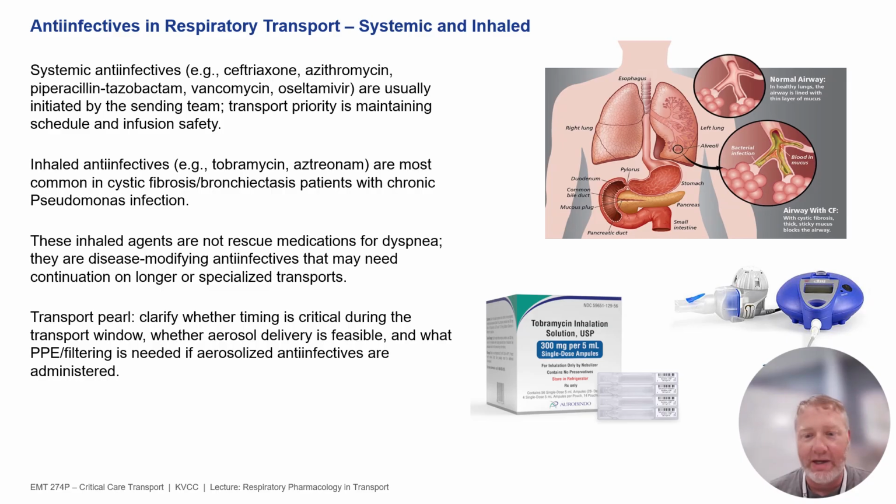Inhaled anti-infectives are a completely different category, and they're primarily used in cystic fibrosis and bronchiectasis patients with chronic Pseudomonas colonization. Inhaled tobramycin or TOBI is the most common. That's 300 milligrams nebulized, typically on an alternating monthly cycle with aztreonam or Cayston. It's not going to relieve dyspnea at all during the transport. But for a patient on a chronic regimen who needs continuation, it matters that it's given at appropriate times.